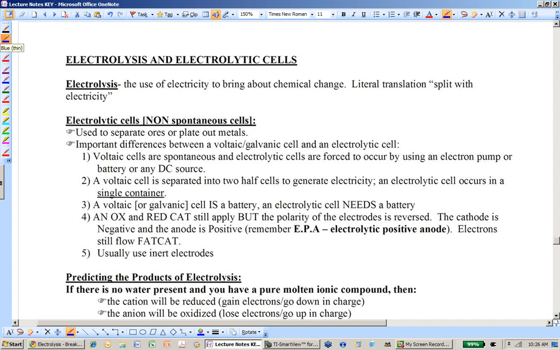And electrolytic cells are in sharp contrast to galvanic cells. We'll point out all the differences as we get started here. Electrolysis and electrolytic cells is the other half, like I said, of this unit. Electrolysis, the word itself, is basically describing the use of electricity to bring about chemical change. That means that these are not spontaneous reactions. The literal translation for the word electrolysis is to split with electricity. Electrolytic cells are, like I said, non-spontaneous. Their main purpose is to separate out ores or plate out metals.